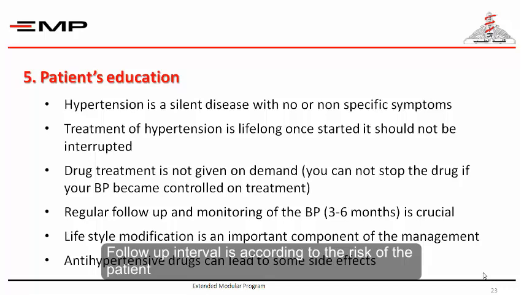You cannot stop the drug if your blood pressure becomes controlled on treatment. You have to teach your patient that the blood pressure is controlled because they are taking the treatment. If you stop the treatment or delay it, your blood pressure will be elevated again. Regular follow-up and monitoring of blood pressure every 3 to 6 months is crucial after establishing the target. Lifestyle modification is an important component of the management. Antihypertensive drugs can lead to some side effects.